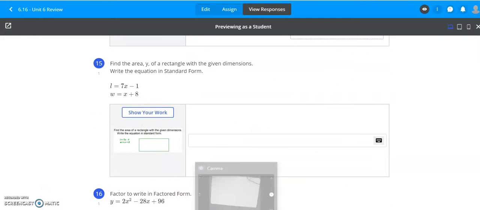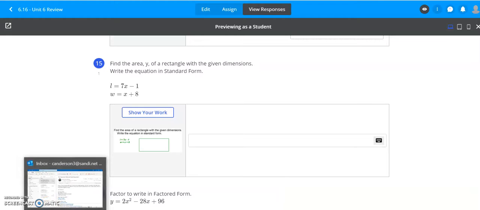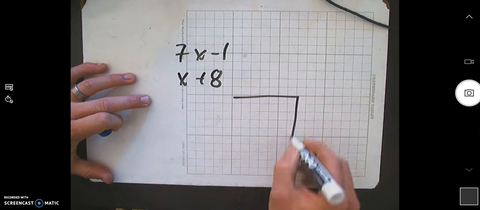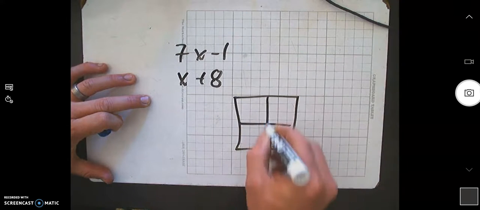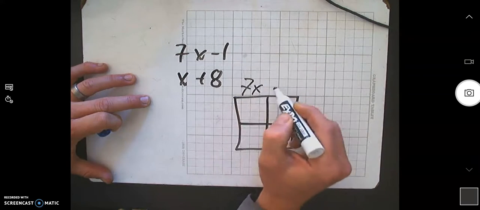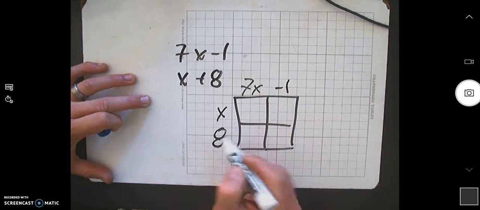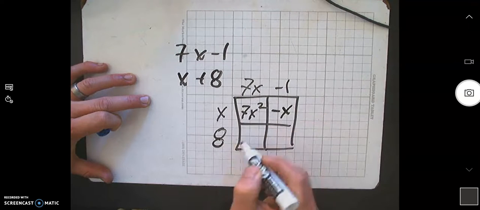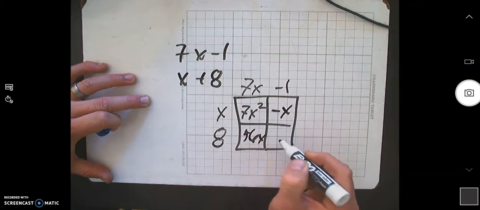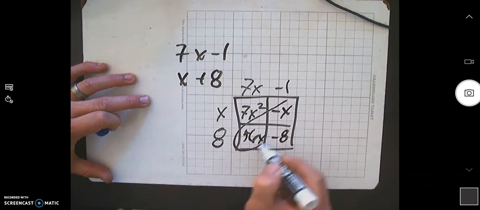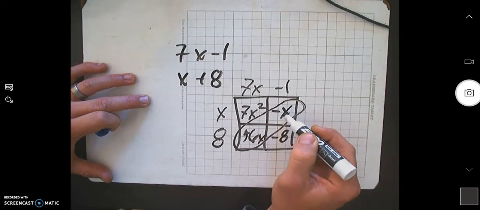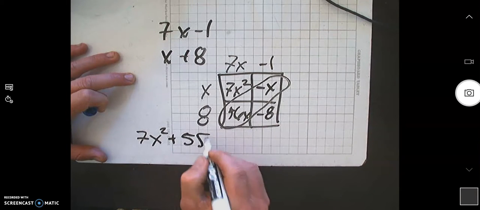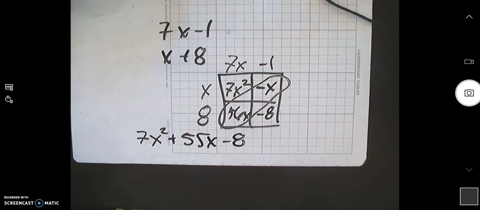Question 15. I'm going to do this on my whiteboard. So it's these two binomials multiplied, so we do the box method. One binomial goes here, and the other one goes here. x times 7x is 7x squared. x times -1 is -x. 56x, and finally -8. Add like terms. 56 and -1 is 55. So 7x squared plus 55x minus 8 is our answer.